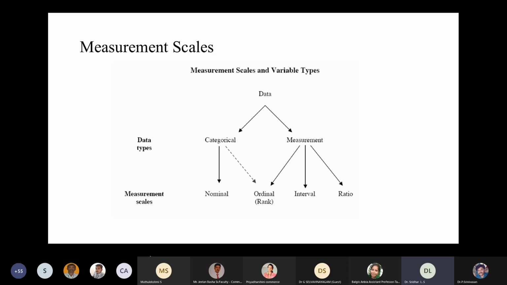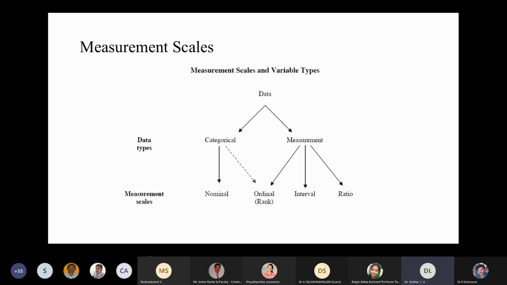Similarly with income. I take the annual income. If the actual income is recorded, then it is quantitative. Suppose I set a scale, a category like 1 lakh to 2 lakh 50,000, 2 lakh to 3 lakh, 3 lakh to 5 lakh. Once I make a category, it becomes categorical.